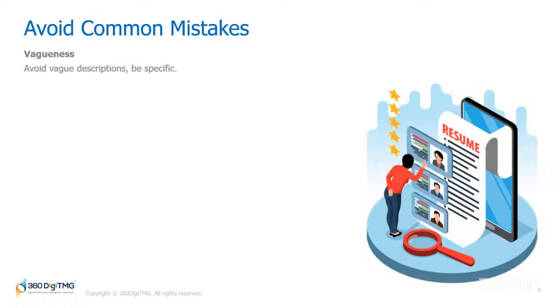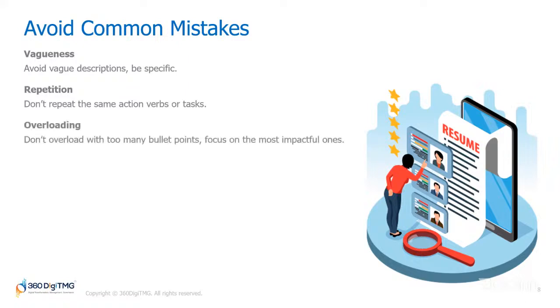Now, you need to make sure that you avoid common mistakes. Some of the common mistakes are vagueness. Let your description not be vague; let it be very, very specific. Repetition: make sure you're not repeating the same action, verb, or task. Overloading: make sure you're not overloading your resume with many bullet points. Go for whatever are the most impactful ones.